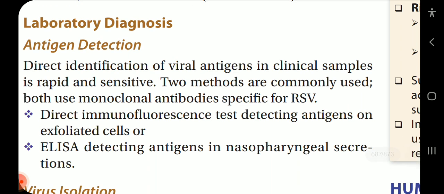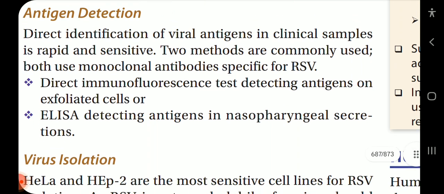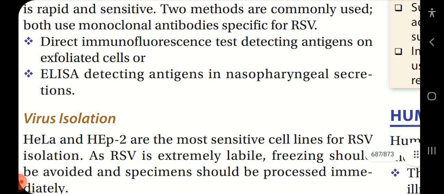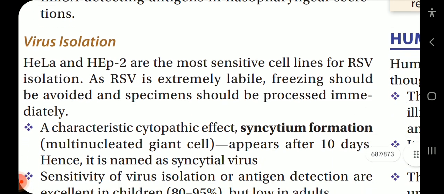Now, lab diagnosis. Antigen detection: direct identification of viral antigens in clinical samples is rapid and sensitive. Two methods are commonly used. Both use monoclonal antibodies specific for RSV: direct immunofluorescence test detecting antigens on exfoliated cells, or ELISA detecting antigens in nasopharyngeal secretions.